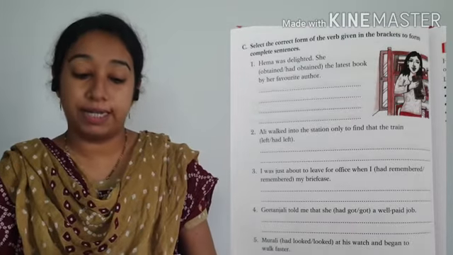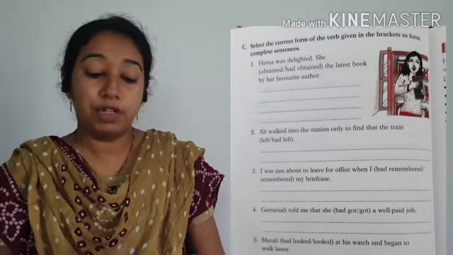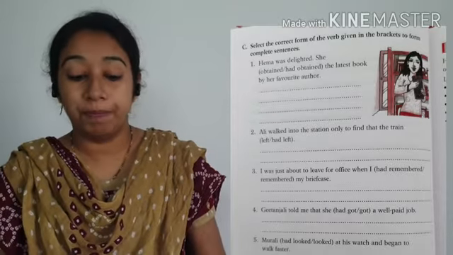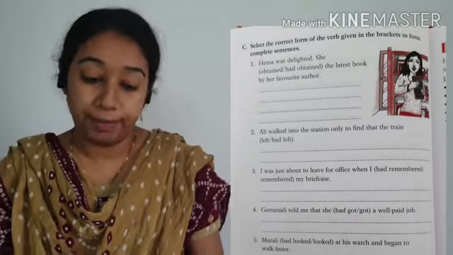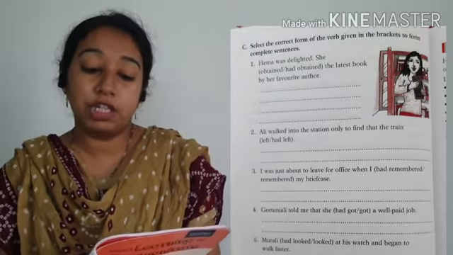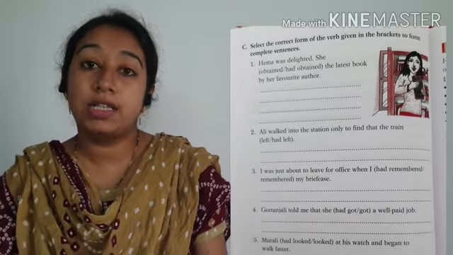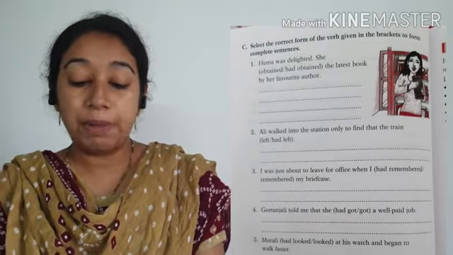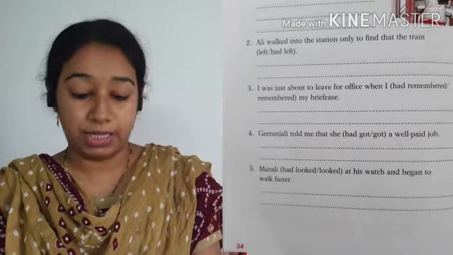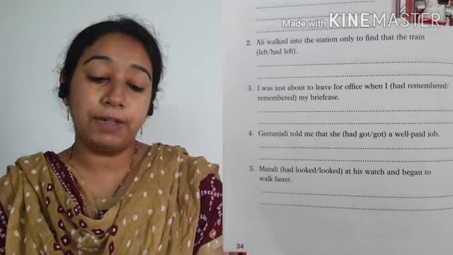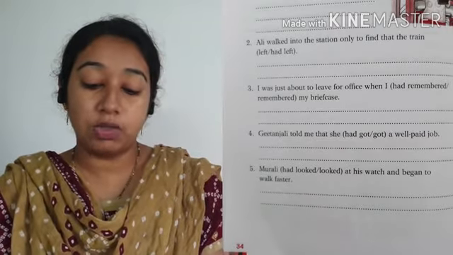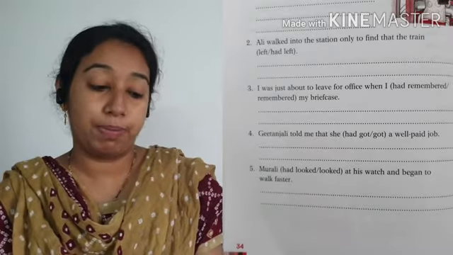Select the correct form of the verb given in the brackets to form complete sentences. Hema was delighted. She had obtained the latest book by her favorite author. The answer is she had obtained, the past perfect. Ali walked into the station only to find out that the train, the answer is had left. I was just about to leave for office when I remembered my briefcase, simple past. Gitanjali told me that she, past perfect, had got a well-paid job. Murali looked at his watch and began to walk faster, simple past.